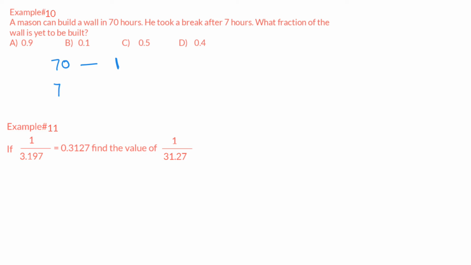Then he finished 7 hours of work. So how much fraction of work is finished? Let us take that as x. So in this value 1, x part is finished or x fraction is finished. So again, by using the cross multiplication method, we can write 70 multiplied with x is equal to 7 multiplied with 1. So the value of x is equal to 7 over 70, which is equal to 1 by 10. What is this x?